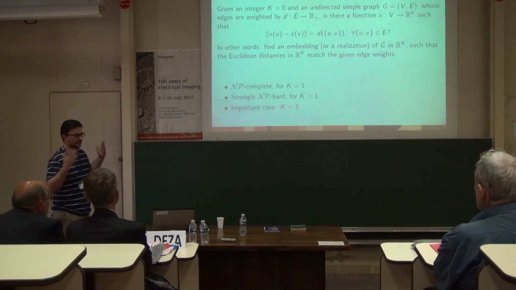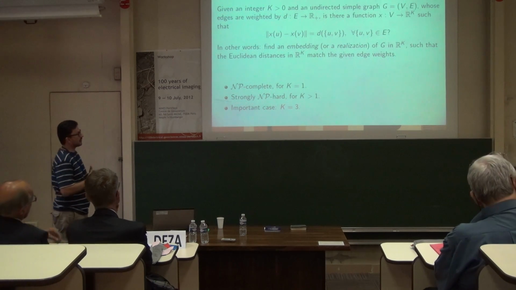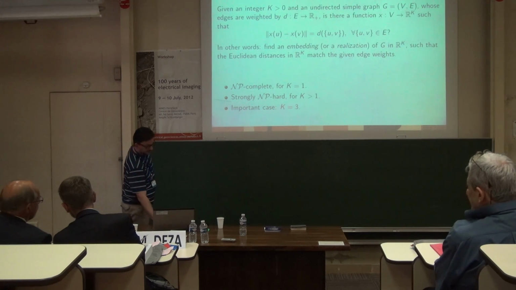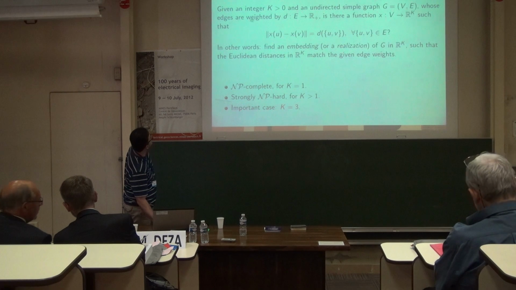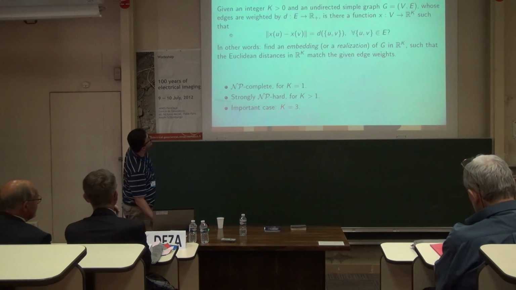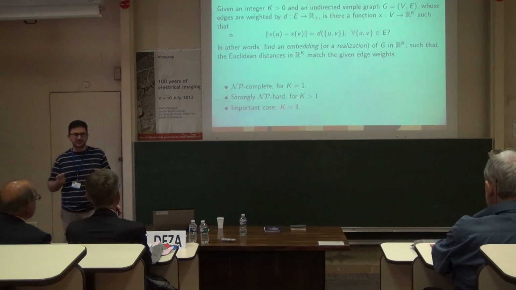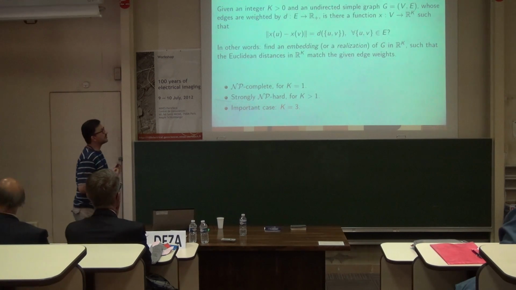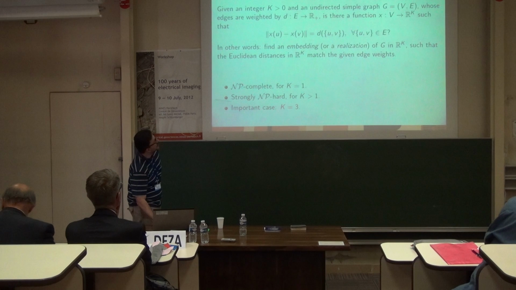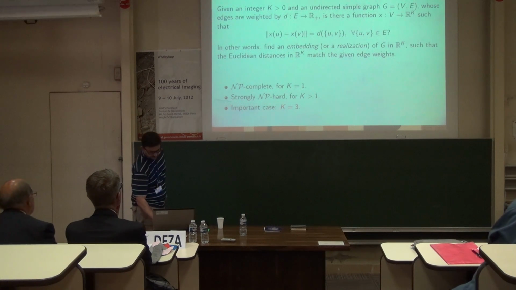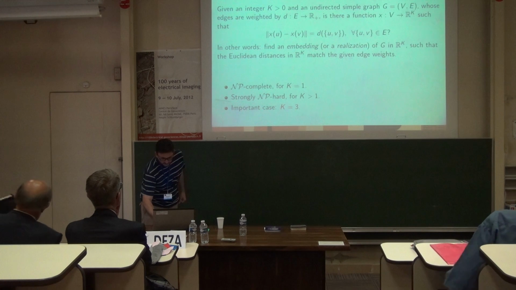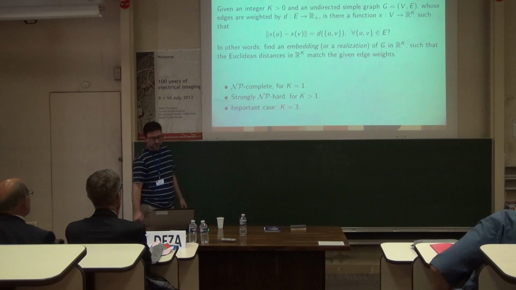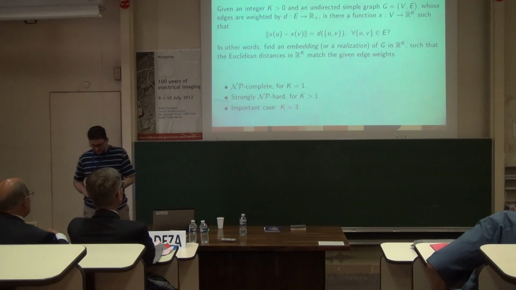Of course, we can generalize to other spaces, but we are interested in the immersion of graphs in some Euclidean space. So the formal definition is the following. Given an integer k and an undirected simple graph where we have non-negative numbers associated to the edges of the graph, the problem is to ask if there is a function where we can realize the set of vertices in some Euclidean space.